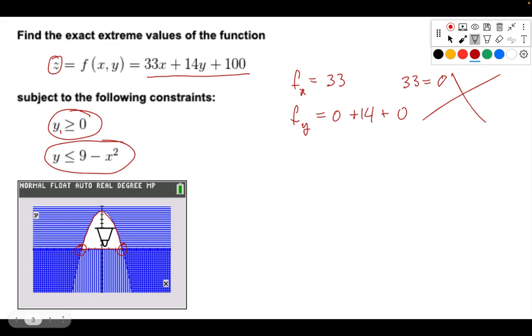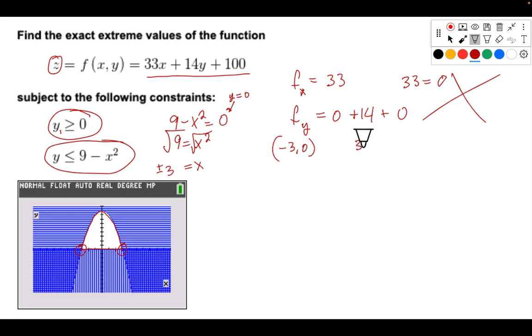So for this one, if you think of it, 9 minus x squared intersecting with 0, that's the intersections we're looking for. So you get 9 equals x squared. I added x squared to both sides. Take the square root of both sides, and you get that x is equal to plus or minus 3. Y would be equal to 0, right? Because that's where we're at. So we get the points negative 3, 0, and 3, 0.